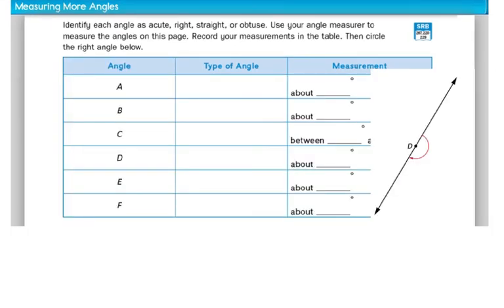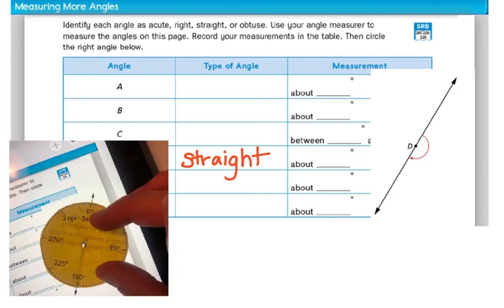Moving on to angle D. D to me looks like a straight line, what we call also a straight angle. So go ahead and write that down. If I again line up that point D in the center where I poked the hole, line up one of the rays with 0, I see it measures exactly 180. So here's where I lined up with 0, and the other ray is at 180. So we'll go ahead and put 180 degrees.